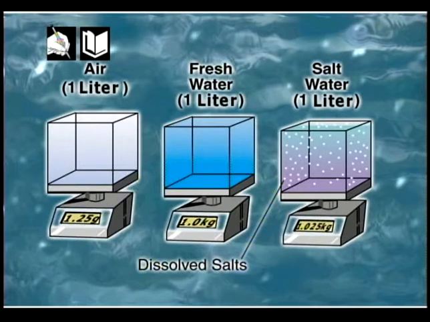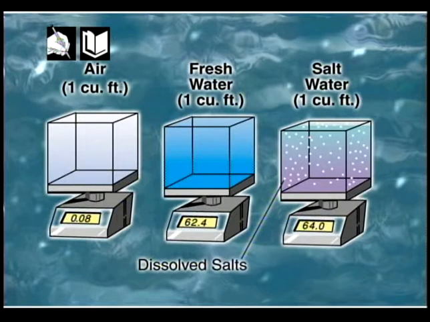1 liter of fresh water weighs 1 kilogram, and 1 liter of salt water weighs 1.025 kilograms. In the imperial measurement system, this is expressed as 0.08 pounds per cubic foot of air, or 62.4 pounds per cubic foot for fresh and 64 pounds per cubic foot for salt water.